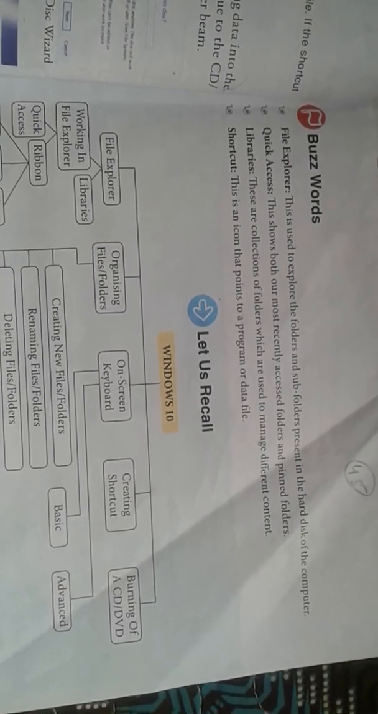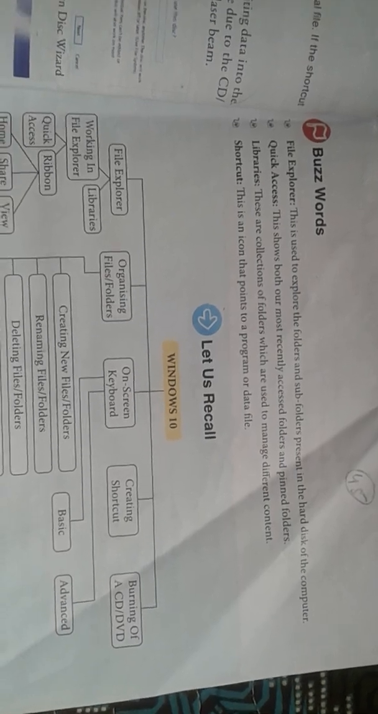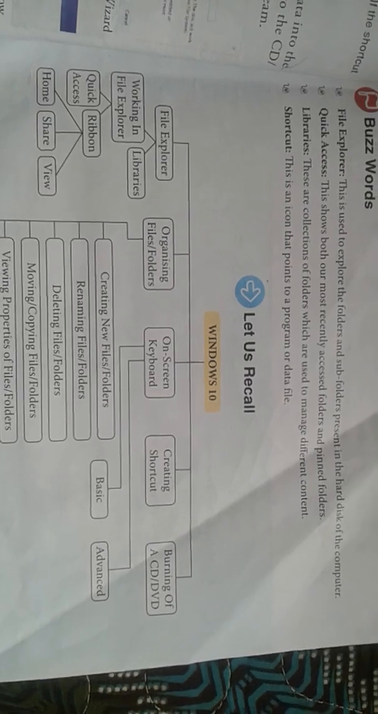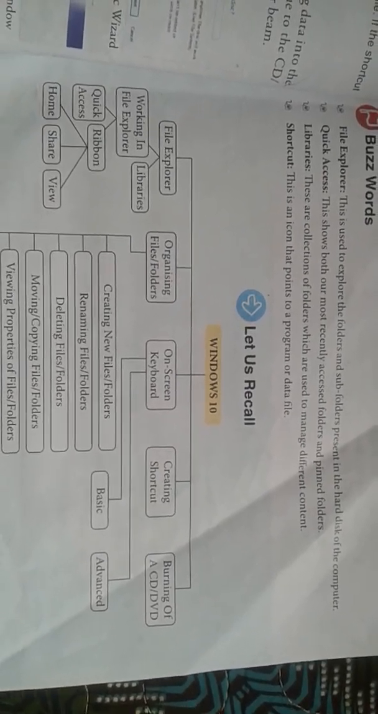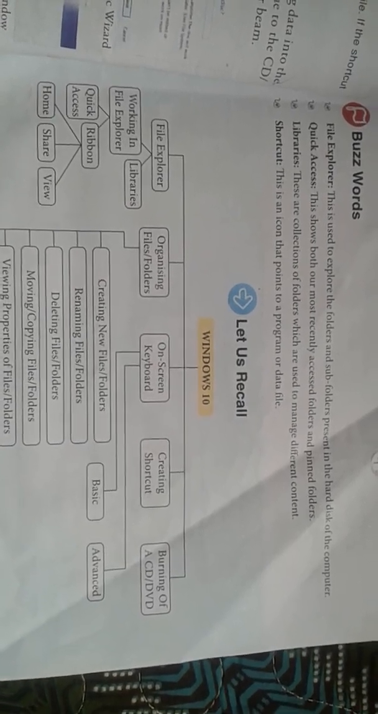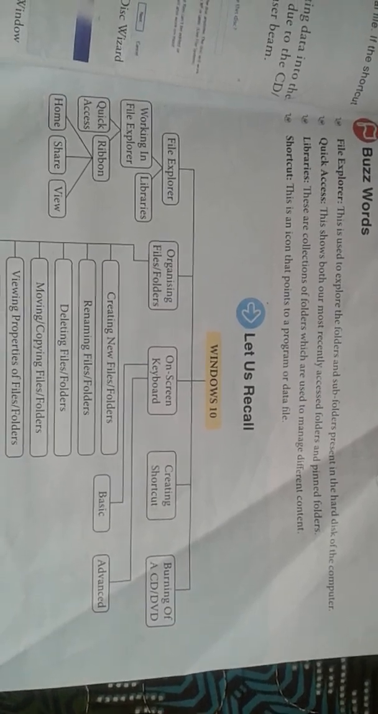Libraries are collections of folders which are used to manage different contents. Shortcut: this is an icon that points to a program or data file. They are called shortcuts. We are creating shortcuts. Why are we going to create shortcuts?